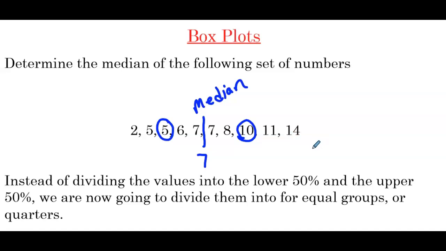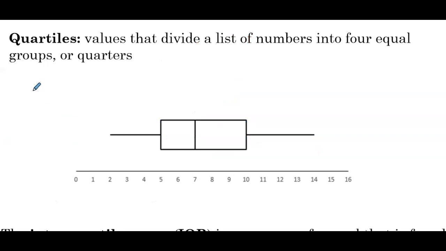Notice the numbers that we circled do not get included in any of the groups. They were part of the set of numbers, but they act as the dividers, splitting the numbers into those equal groups. We have a special name for these numbers. In this case, the 5, the 7, and the 10. They're called quartiles, and they are the values that divide a list of numbers into 4 equal groups, or quarters. And quartiles are important because they're going to help us create a box plot, which we can see below.